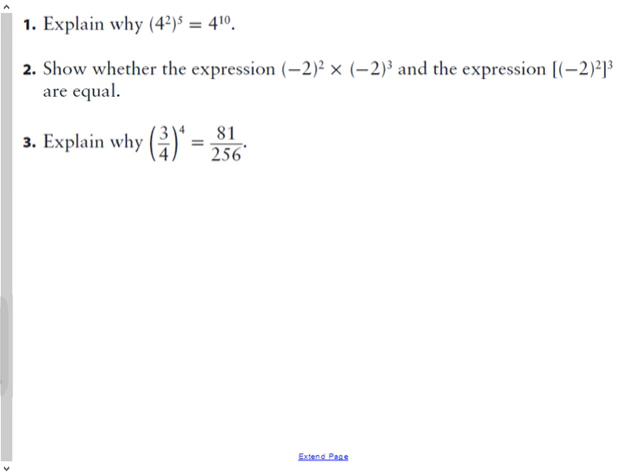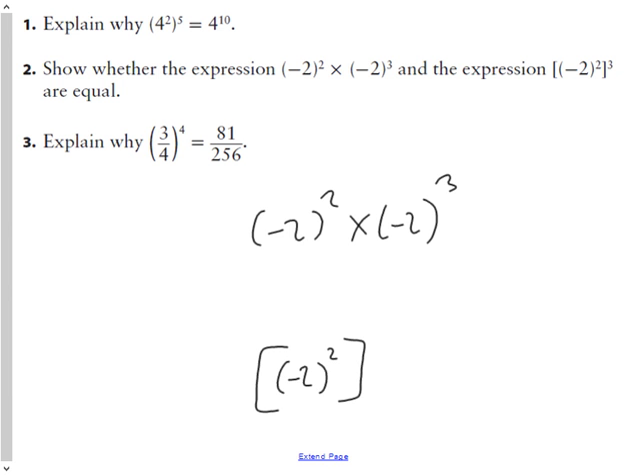The second question, B, or 2, excuse me, says show whether the expression negative 2 squared multiplied by negative 2 cubed and the expression square brackets negative 2 squared exponent 3 are equal. So first of all, if we apply simply our rule, because we're multiplying powers that have the same base, the rule is keep your base and add your exponents. So if we did that, we'd have negative 2 as our base and 5 as our exponent. So when I simplify this, I would get negative 2 to the 5.